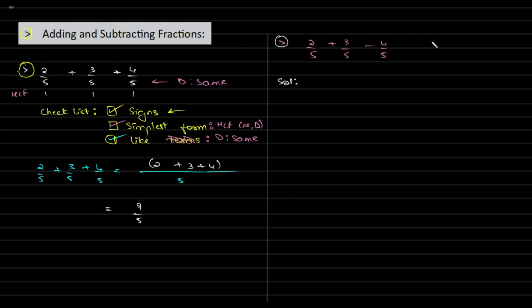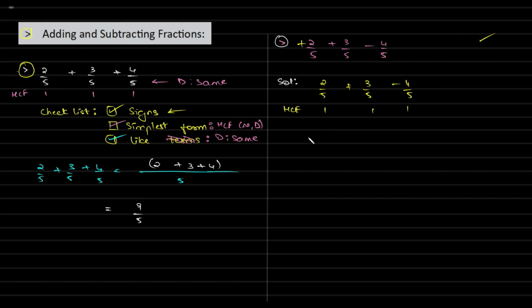So let's look at the checklist. Anything to do with the signs? Nothing. So the first thing is done. Are they in the simplest form? For that, let's start by writing the question. The HCF between this and this is just 1. So yes, they are in the simplest form.